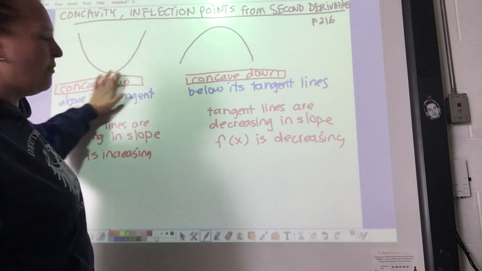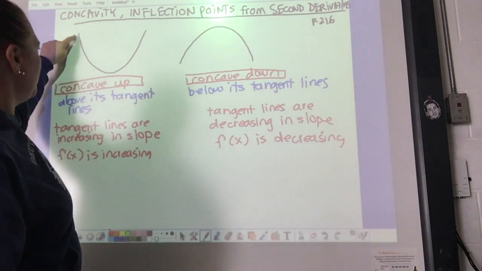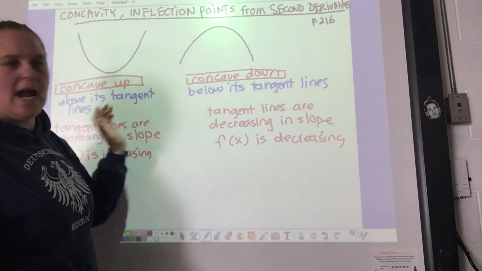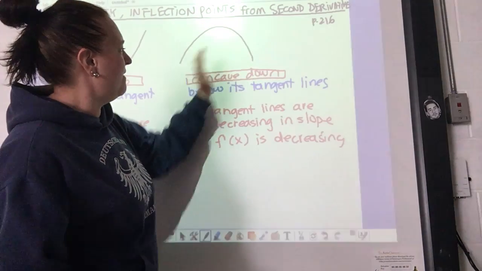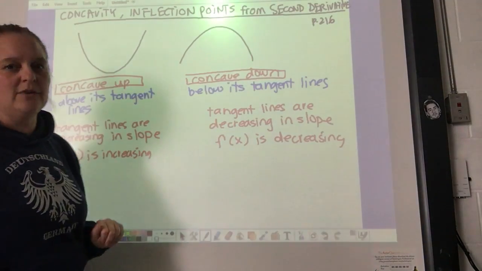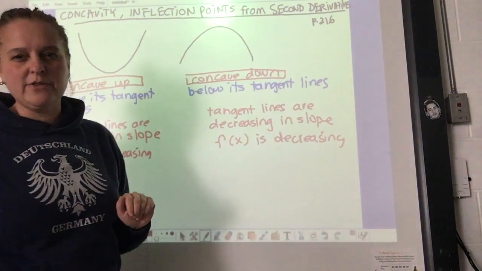So any part in the graph where you see a shape like that, this would be called concave up. Anytime you see a curve like this in the graph, that would be called concave down. So I think visually you can understand those definitions.